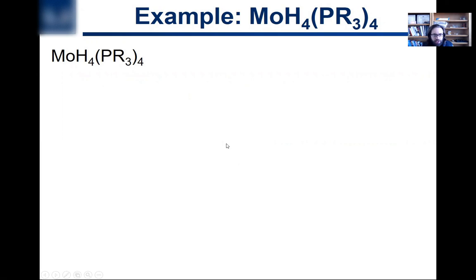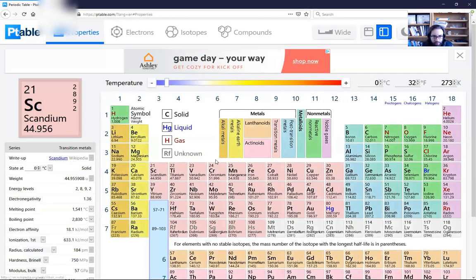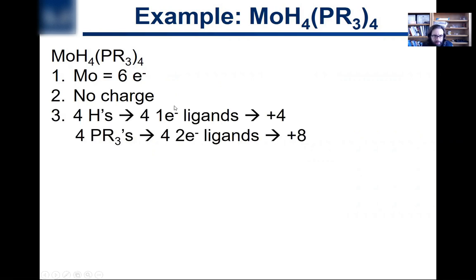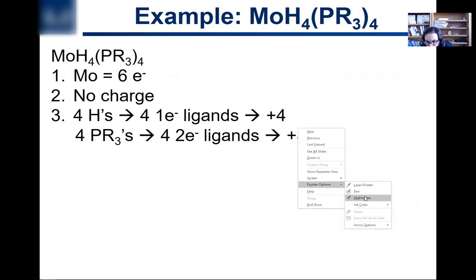So let's start with this molybdenum hydride phosphine complex. So what are we going to do? First, we look at the periodic table, and we see that molybdenum is right here beneath chromium. It's in group 6. So we're going to put 6 electrons for molybdenum. Now, there's no charge, so we don't have to do any accommodation there.